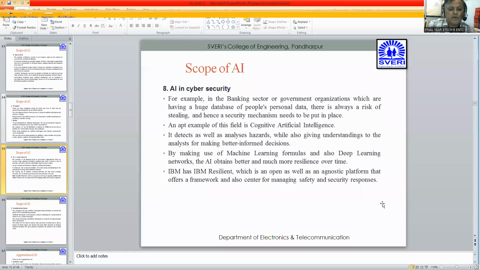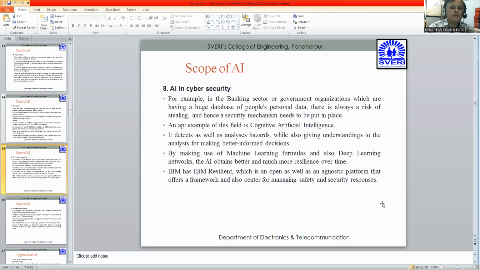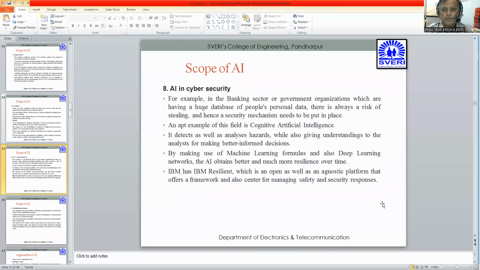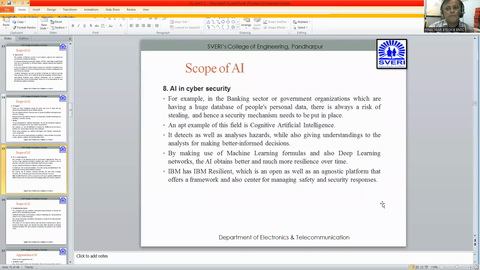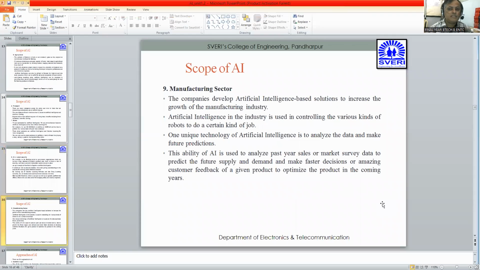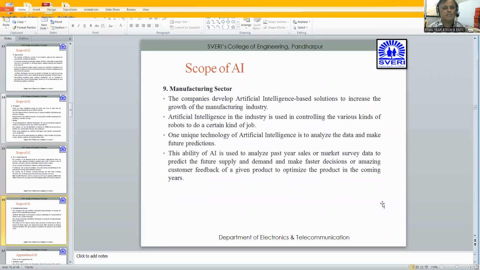So security and managing safety and security issues can be easily handled if AI comes in full-fledged as far as cybersecurity is concerned. I do feel that rather than any other security, cybersecurity has become very important, because cyber crimes are increasing day by day. So AI again plays a very important role as far as cybersecurity is concerned.